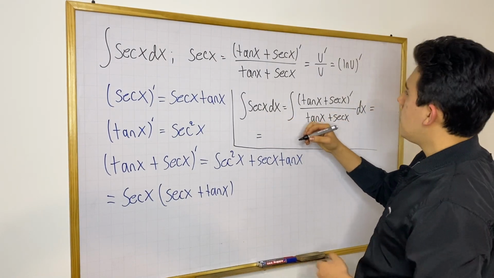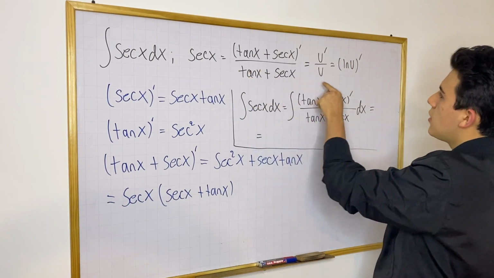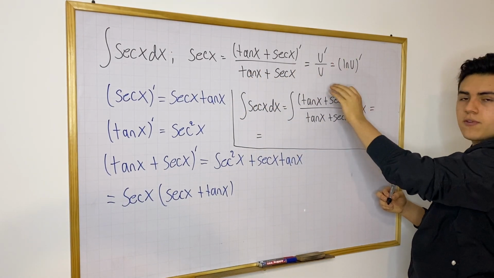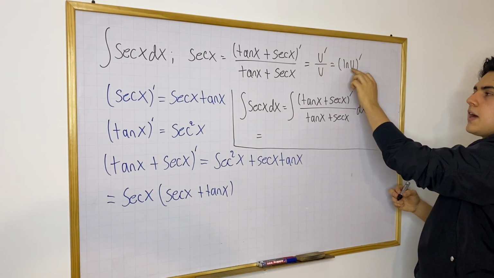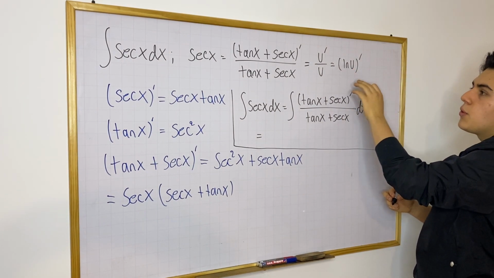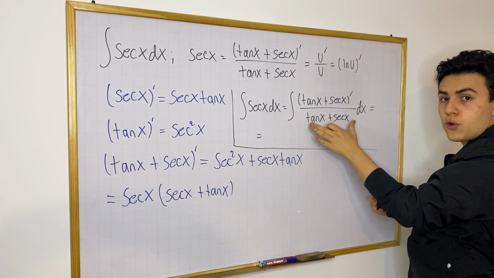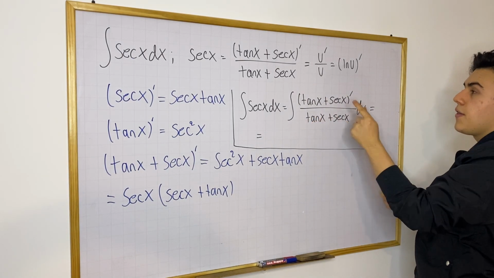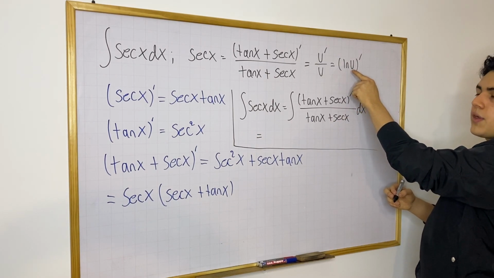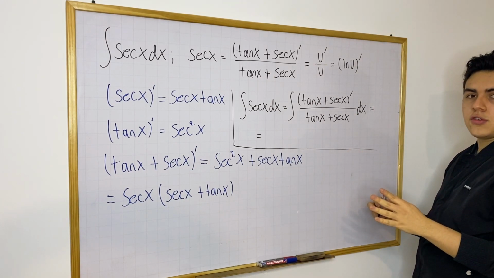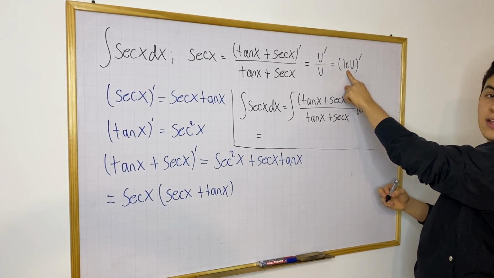Then this integral, based on this rule up here, has the same form as u prime divided by u, which is equal to the derivative of ln u. Now what does that mean? Well, if you integrate u prime divided by u, which is exactly the form that we're integrating here, then you're integrating the derivative of ln u. Now you integrate, you differentiate, those operations cancel out, and you get ln u in the end.